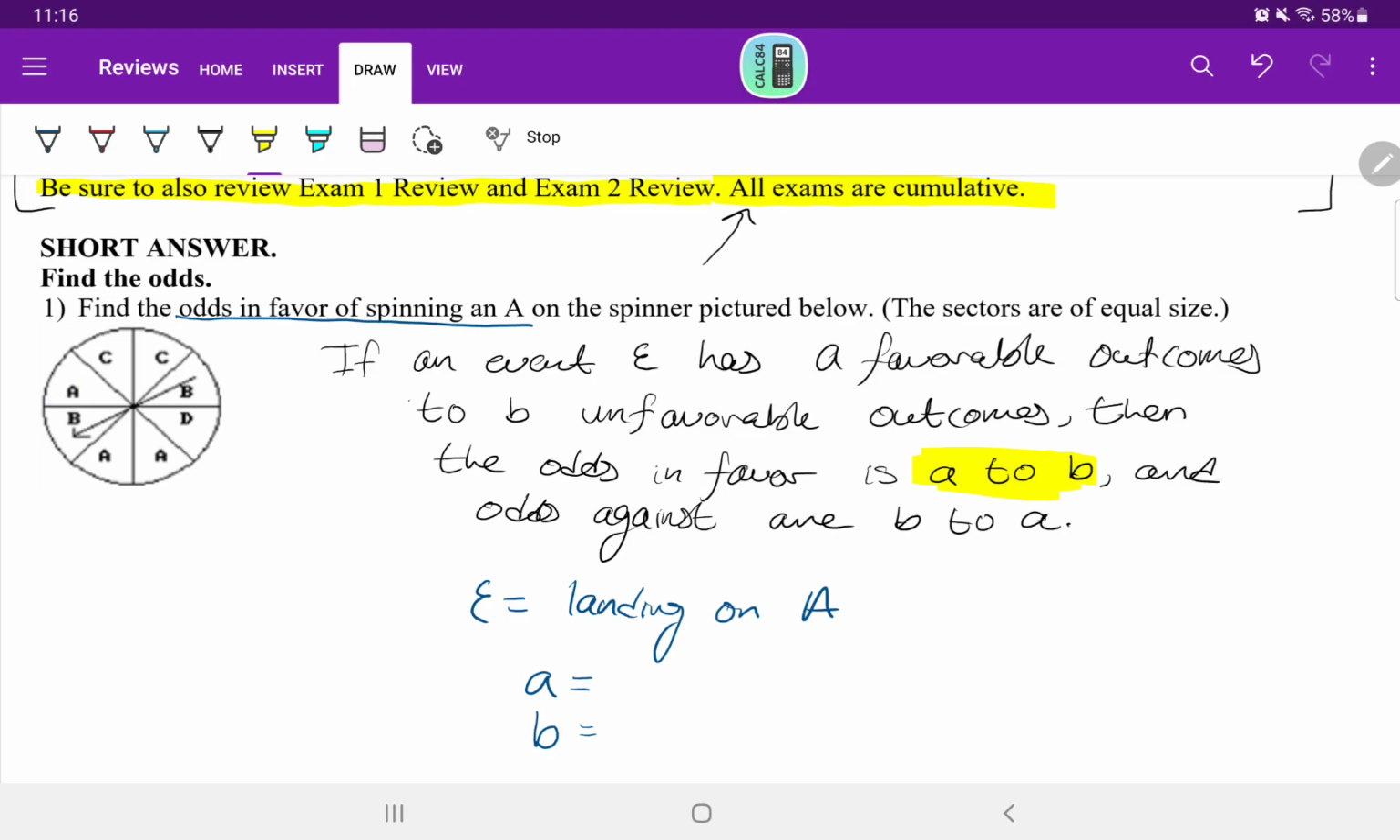If we look at the spinner, there are 1, 2, 3 slices with the letter A involved. So A is going to be 3. B is not in favor of event A. So if 3 of the 8 slices are A, that means the remaining 5, 1, 2, 3, 4, and 5, are against that event. Put it in red. So the odds in favor of the spinner landing on A is the ratio 3 to 5.